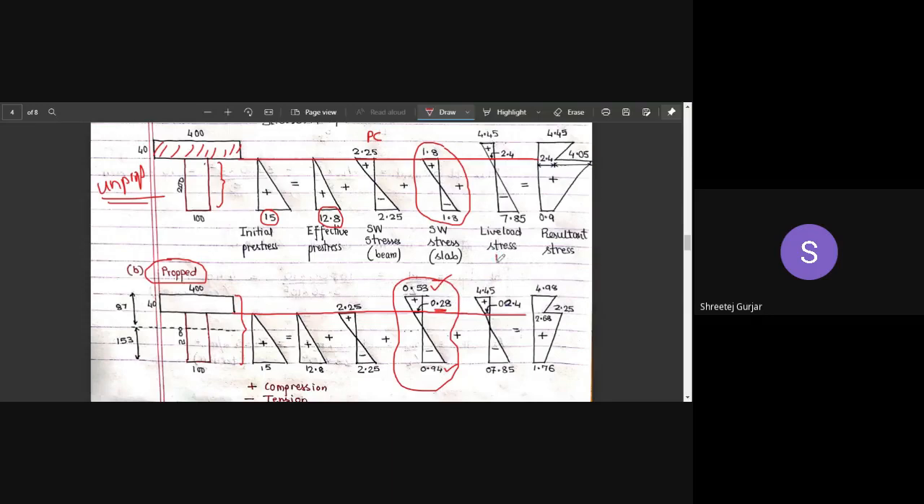Then live load, as I've told you, will be the same for both conditions, propped and unpropped. You can see 4.45 and 7.85, which we have calculated. And this intermediate value you can calculate by interpolation.